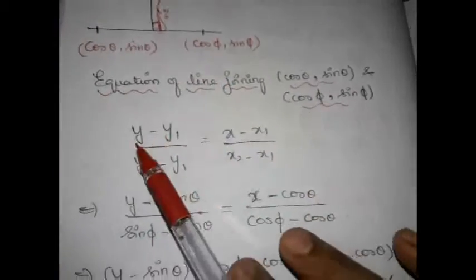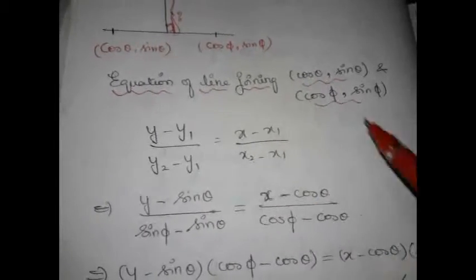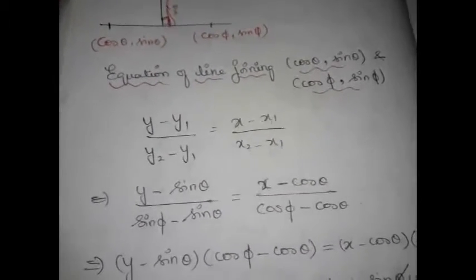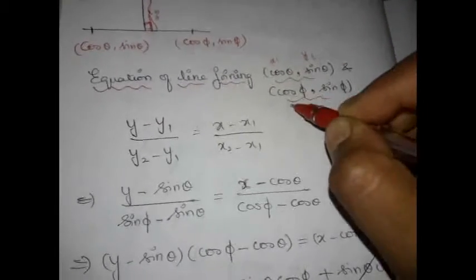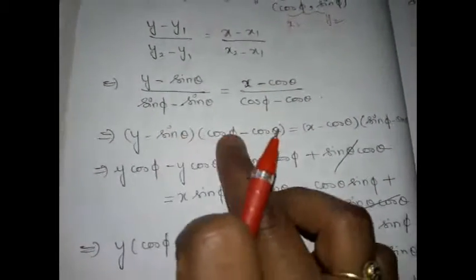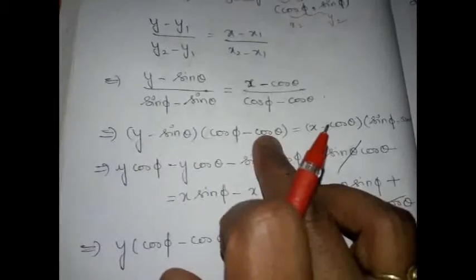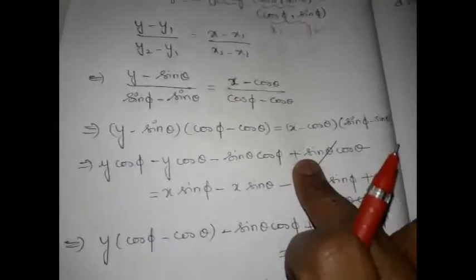Alright. First let us find the equation using the 2-point formula. y minus y1 divided by y2 minus y1 equals x minus x1 divided by x2 minus x1. Right. So this is our x1, y1 and this is going to be our x2, y2. So we have substituted, cross multiply it, do the multiplication term by term carefully. y cos theta minus y cos phi minus sin theta cos phi, minus into minus plus cos theta sin theta, which is equal to the same way. Sin theta cos theta will get cancelled.